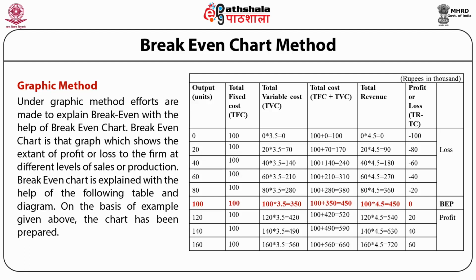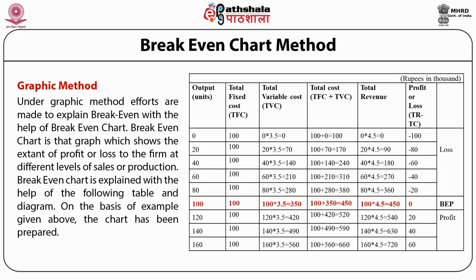In the next column, we have taken the total variable cost. Variable cost is a function of output multiplied by variable cost per unit. So in this case, our variable cost is 3,500. So total variable cost in case of 0 output units is 0. In case of 20 units it is 70,000, whereas in case of 40 units it is 1,40,000, and so on. For 160 units, the variable cost is 5,60,000.